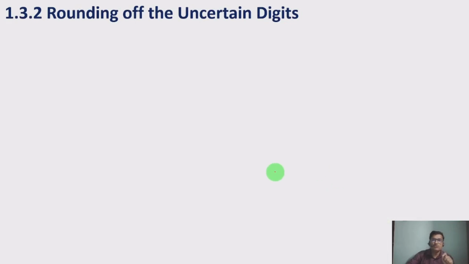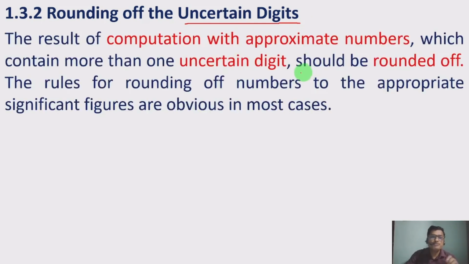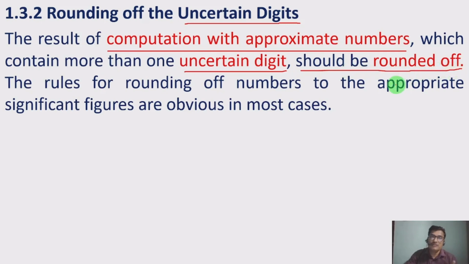Next we'll move to the rounding of uncertain digits, if uncertain digits are there in the result of the operation, and how those are rounded off. That discussion we will carry out here. The result of computation with approximate numbers which contain more than one uncertain digit should be rounded off.